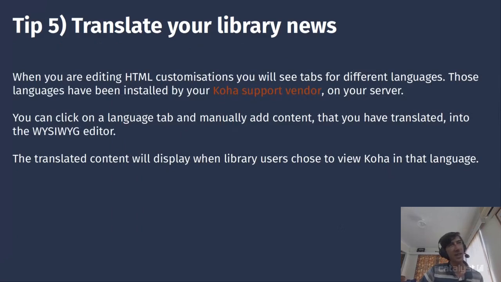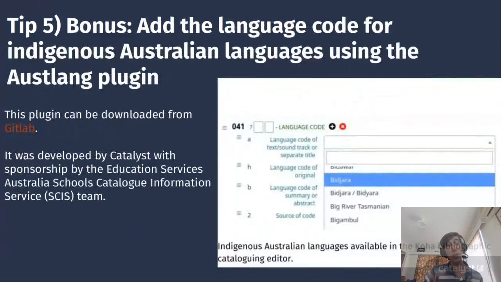One other thing that's a nice bonus tip as far as translating and nice enhancements within Koha is we wrote, alongside Education Services Australia, Schools Catalogue Information Service, the SCIS team at Education Services Australia, a plugin called the Austlang plugin, which enables you to add content. If you have resources in your library in Indigenous Australian languages, you can now add the language code for that. So we can see here with the plugin installed. I've given the link for the plugin.